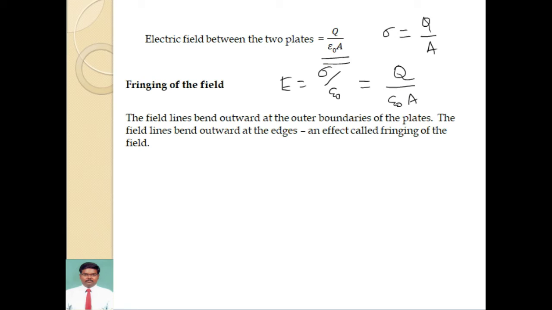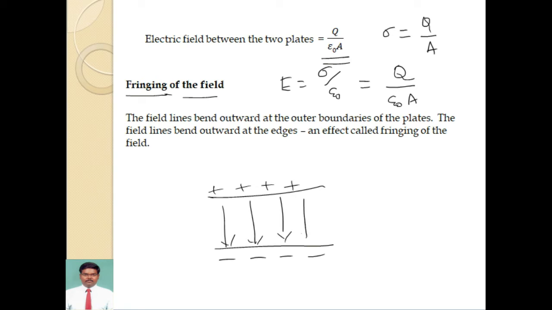And here we are going to see another important effect called fringing of the fields. Fringing of the fields means, suppose I'm taking a parallel plate capacitor with a positive charge and negative charge, and the field lines are originating from plus and terminating in the minus, but at the corners the field will be slightly curved. It is not uniform. This effect is called the fringing of fields.